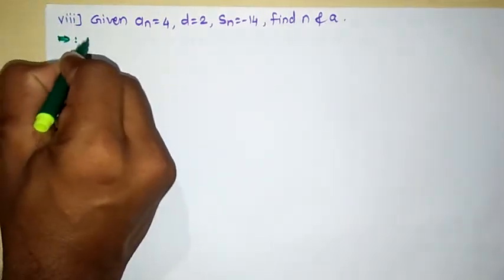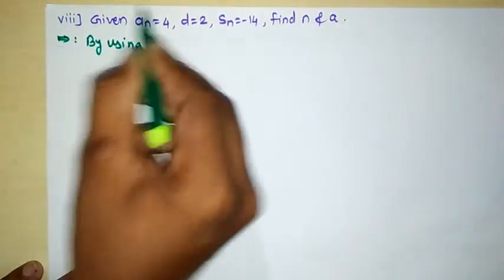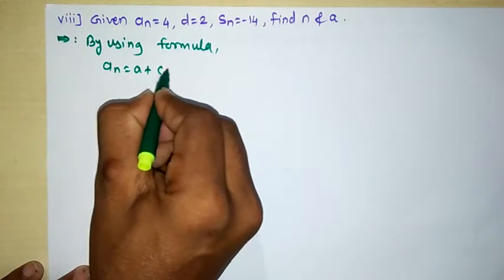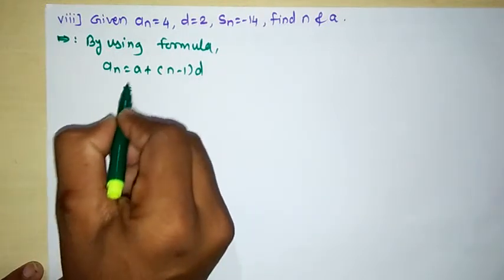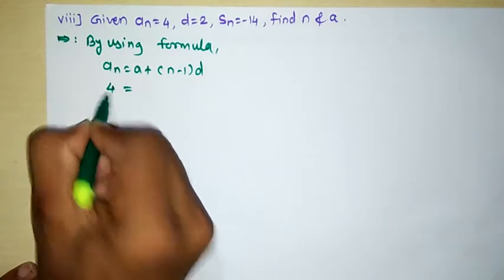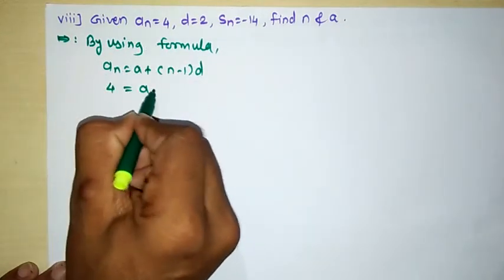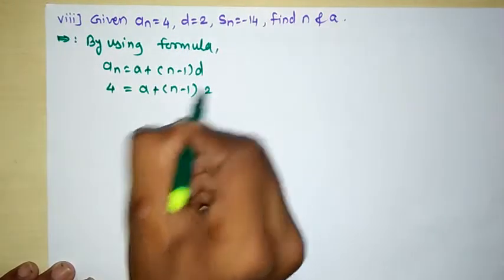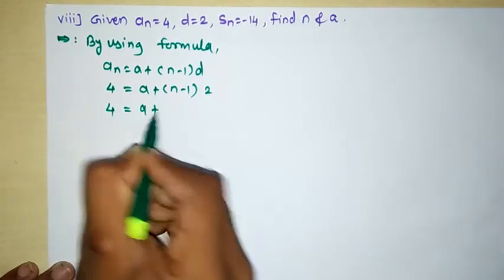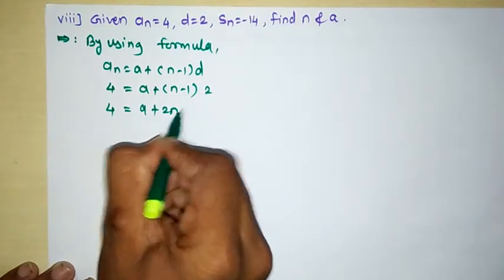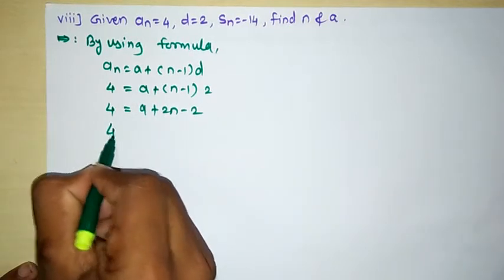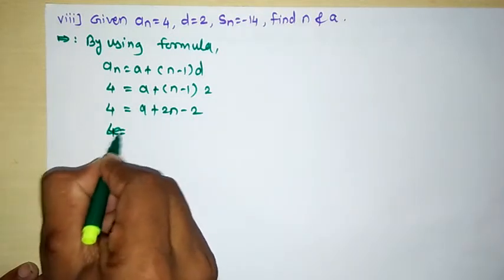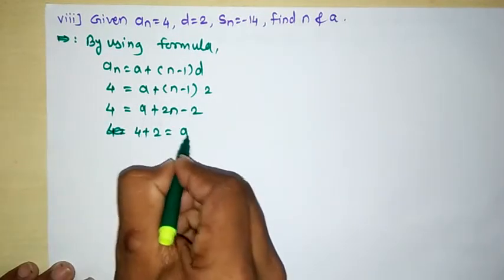See here, by using formula an is equal to a plus n minus 1 into d. Now here, what is the value of an? Put all the values. An is equal to 4. What is the first term? We don't know. Put as it is a. And n also we don't know. Put as it is n minus 1 into d. What is the d here? D is 2. Now we have to multiply this 2 in a bracket. 2 into n, 2n. 2 into minus 1, that is minus 2. 4 is equal to a plus 2n minus 2. Now send this minus 2 towards right hand side. It will become 4 plus 2 is equal to a plus 2n.